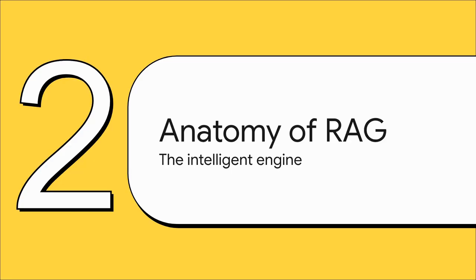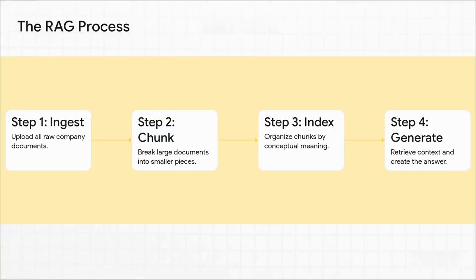So how does this magic actually work? Well, the engine driving all of this is called Retrieval Augmented Generation, or RAG. It's this really clever process that combines the massive reasoning power of large language models with your own specific private data. Let's take a look under the hood. At its heart, you can think of RAG as a four-step dance. First, we ingest all those documents. Then, we break them down into smaller pieces, or chunks. Step 3, we index those chunks for their conceptual meaning. And finally, when a question comes in, we retrieve the most relevant pieces and use them to generate a precise answer. It's kind of like having a super-powered librarian who's read everything, categorized it by idea, and can synthesize a brand new answer for you on the spot.